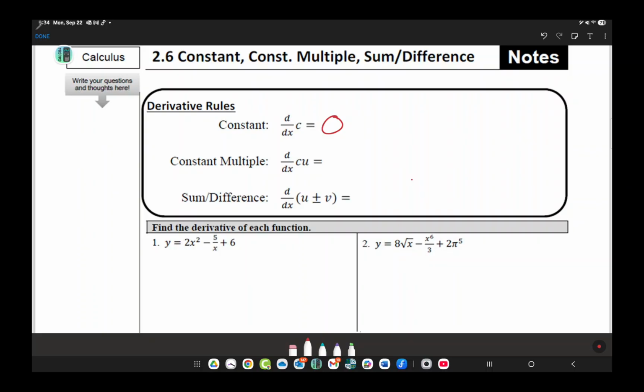Derivative of any constant. Now that includes, if I did d/dx of pi to the 7th power, that is 0, because pi is constant. It's an irrational constant, but it's still a constant. This is probably one of the things that tricks people up the most, because they see an exponent and they go, oh, I can just use power rule. You can't on pi.